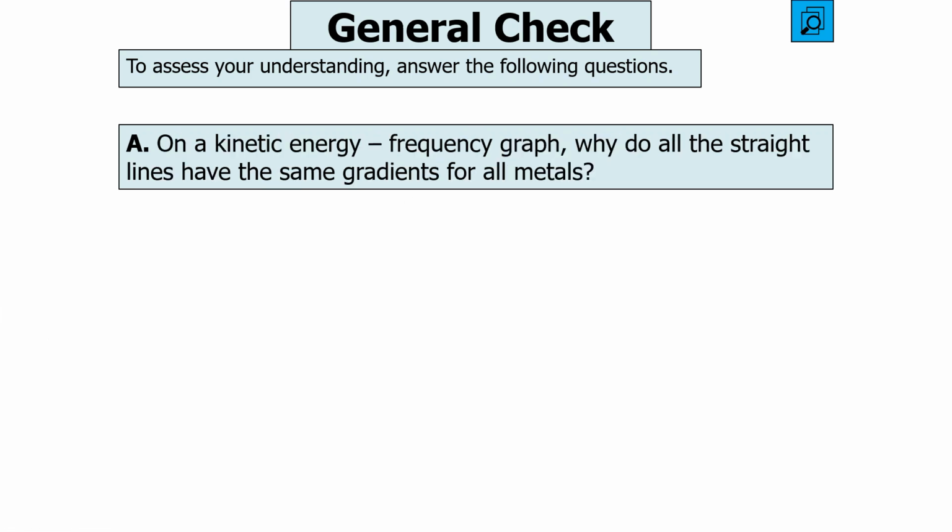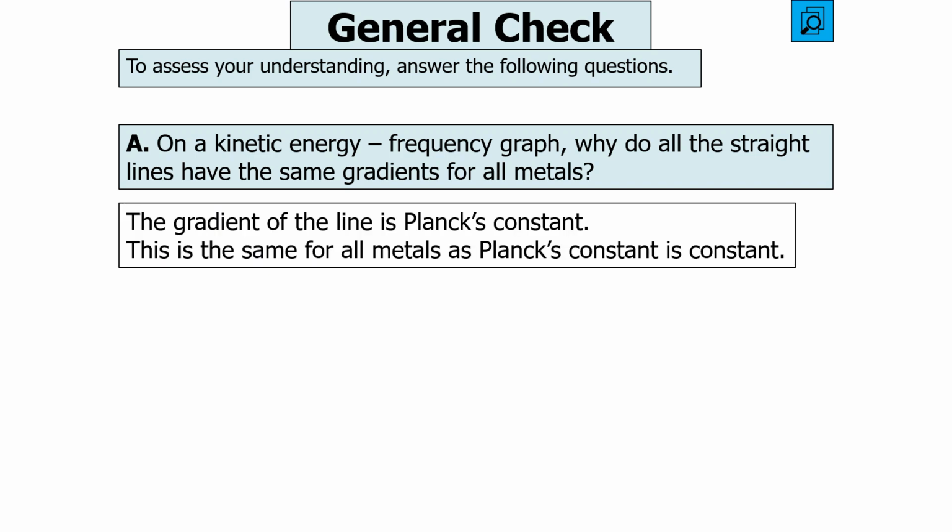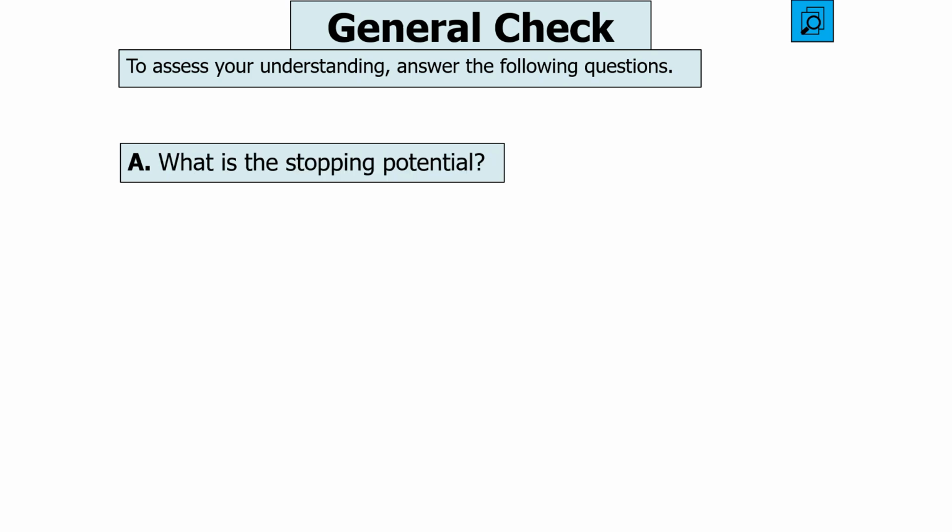On a kinetic energy frequency graph, why do all the straight lines have the same gradients for all metals? Pause the video now, then unpause the video when you want to go through your answer. Well, the gradient of the line is the Planck constant, and this is the same for all metals, as Planck's constant is a constant. What is the stopping potential?